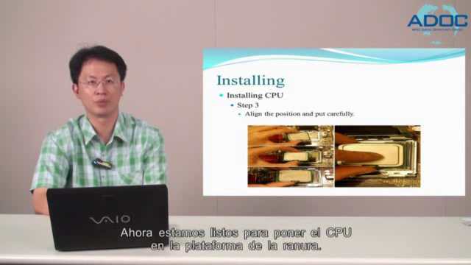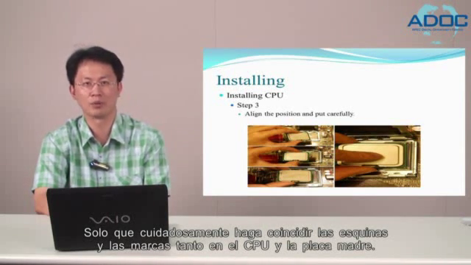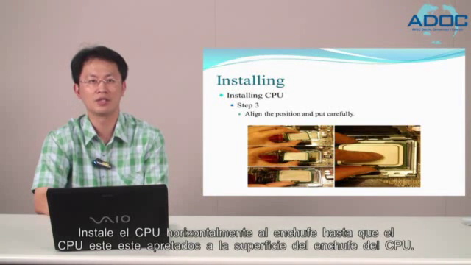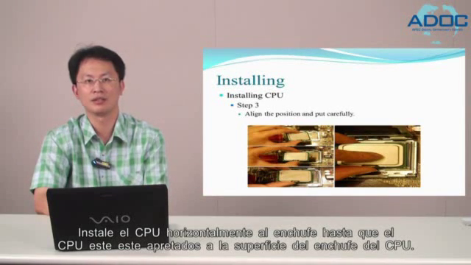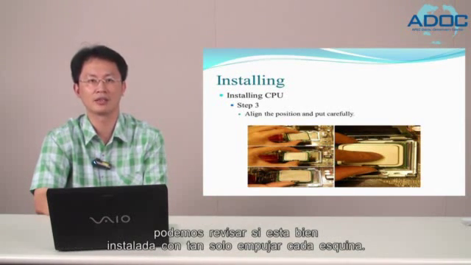Now we are ready to put the CPU onto the slot platform. Just carefully match the corners and the marks on both the CPU and the motherboard. Install the CPU horizontally to the socket until the CPU is evenly tied to the socket surface. We can check if it is tightly installed by pushing each corner.